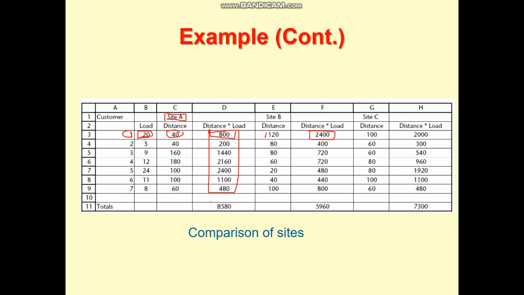So we have the total value of site A is 8,580, site B is this, and site C is this one. Then we choose the site that gives us the lowest distance load value. That is site B, right? Site B gives us the smallest value. So B is the best location for us to choose.